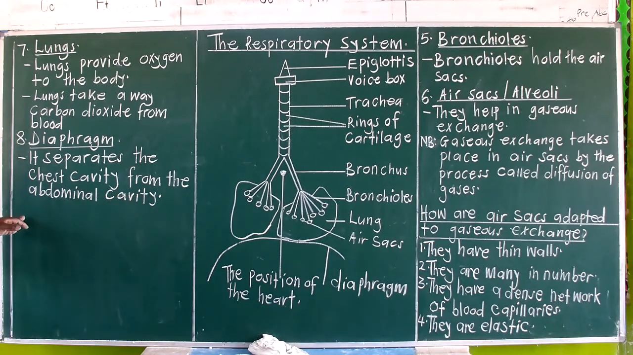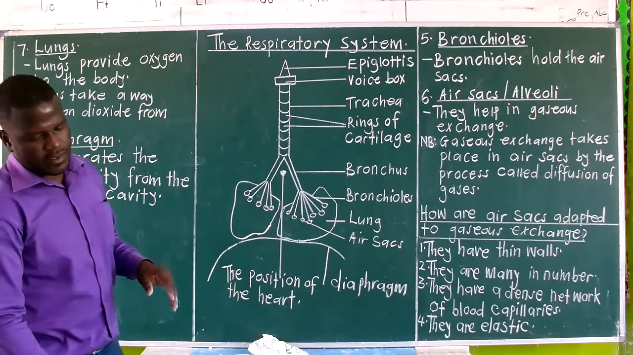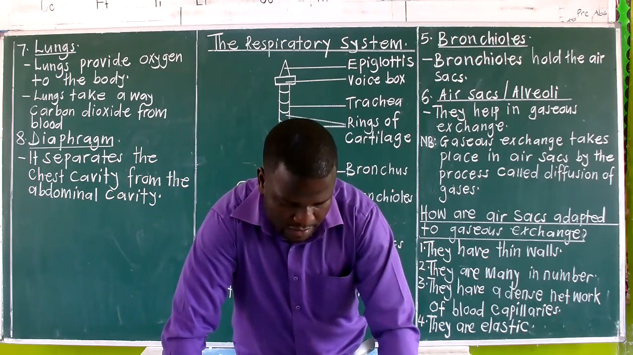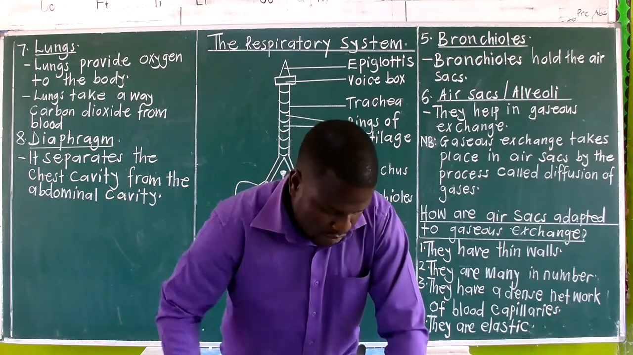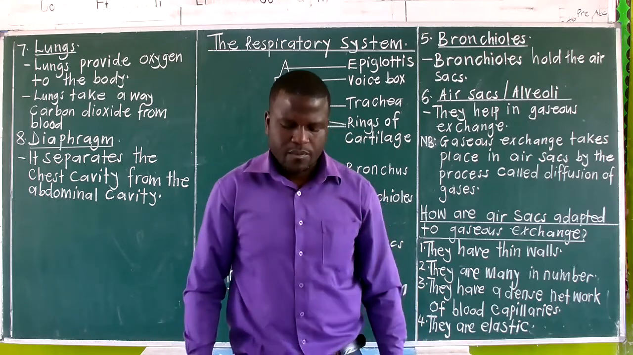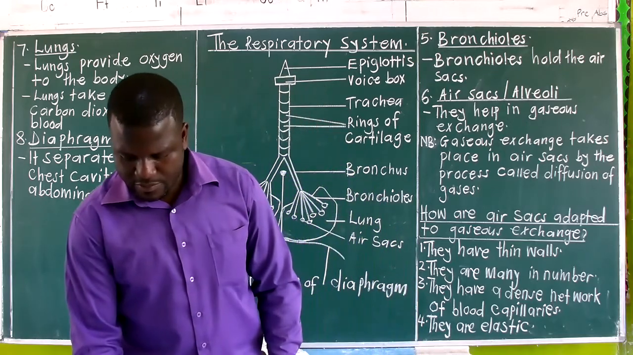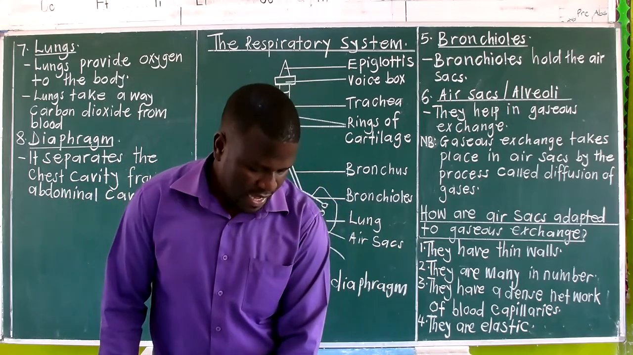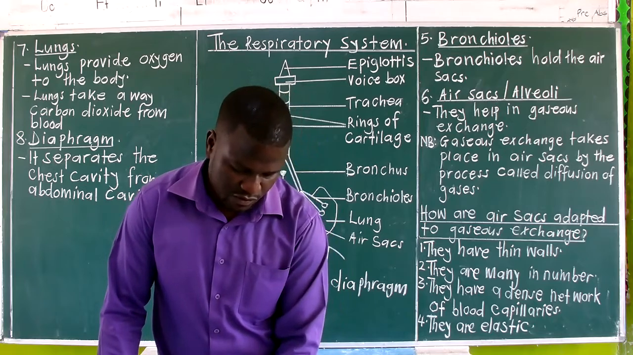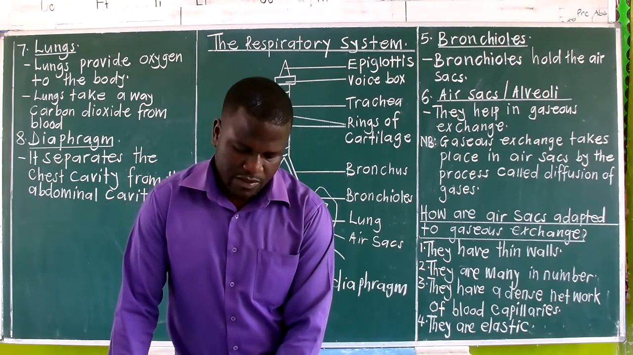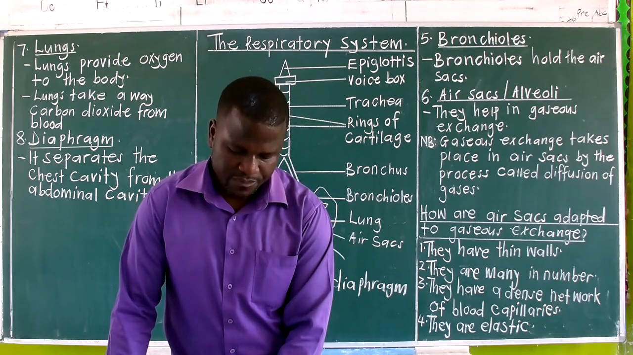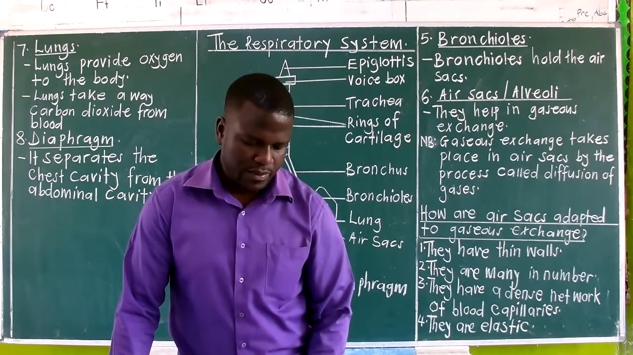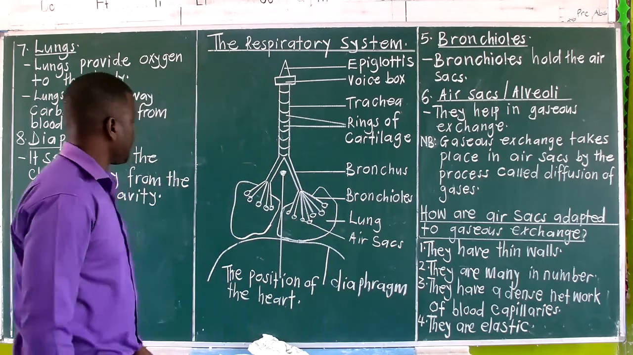It separates the chest cavity from the abdominal cavity. So that's how the diaphragm is important during respiration, or during breathing in and out. As simple as that. So we've looked at organs of the respiratory system and their functions. Remember, we said respiration takes place in the body cells. Why are lungs called respiratory organs? Lungs help in gaseous exchange.